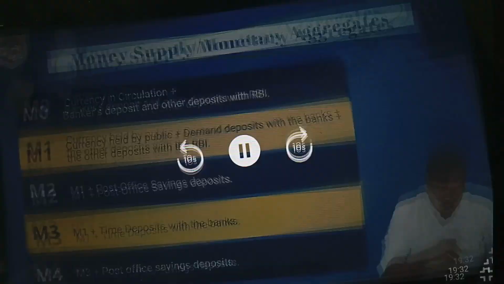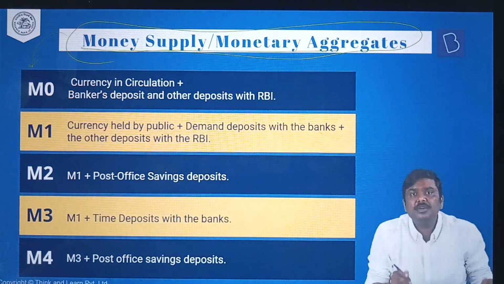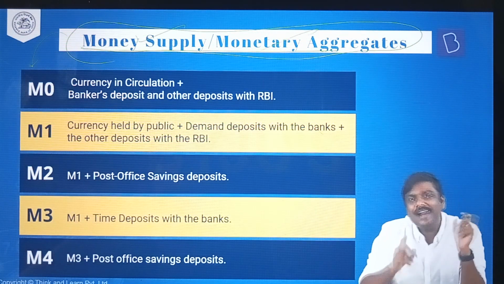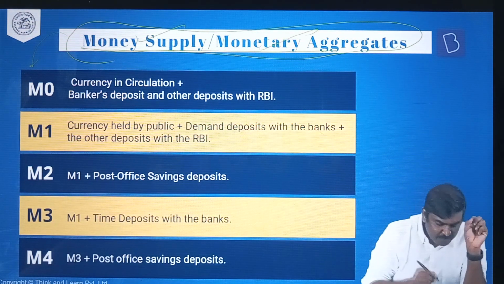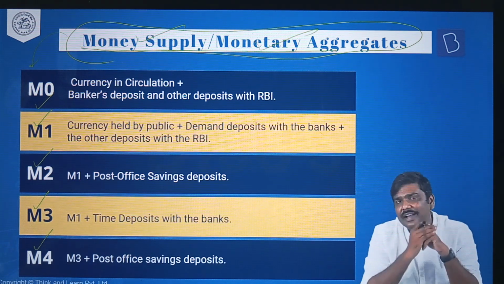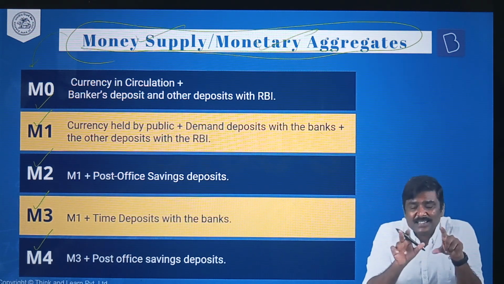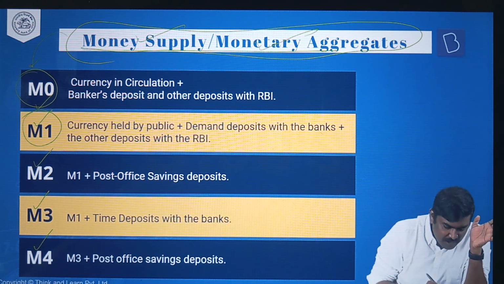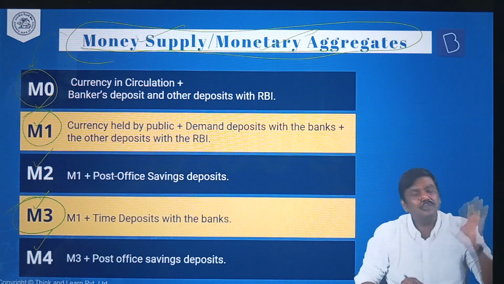Now, using this, we'll be discussing the concept of the overall money supply in the market, or monetary aggregates. There are 5 monetary aggregates here: M0, M1, M2, M3, M4. These are the 5 monetary aggregates. And for the UPSC exam, please be very, very careful with respect to M0, M1 and M3. Why? We'll come to this.